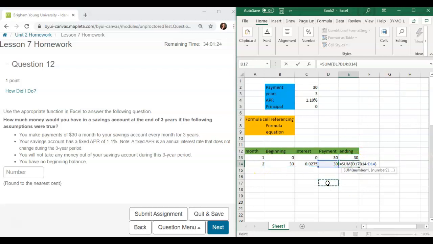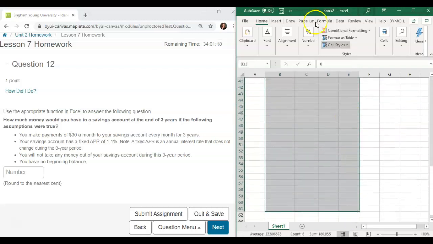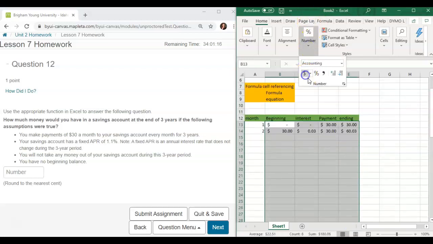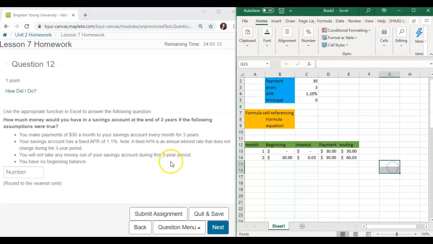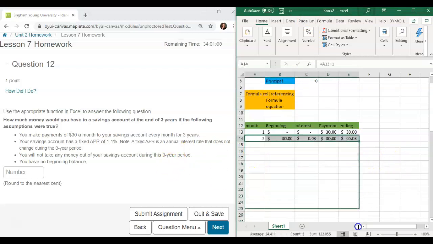Oops, Control Z if you do click out of there, press enter. If you want to format these cells so that they are showing in dollars, that's great, you can do that as well. Okay, now that all of these are correct, I can click and drag down.